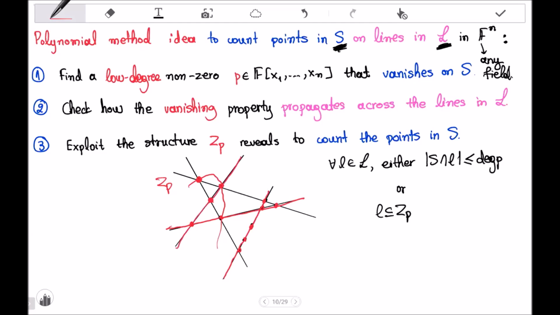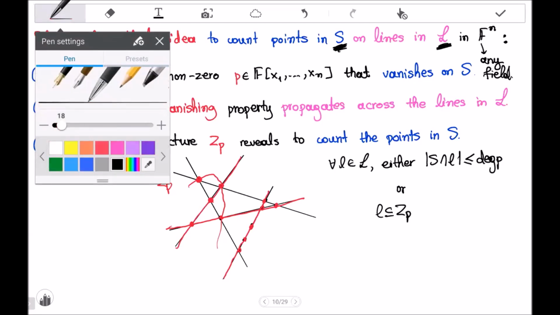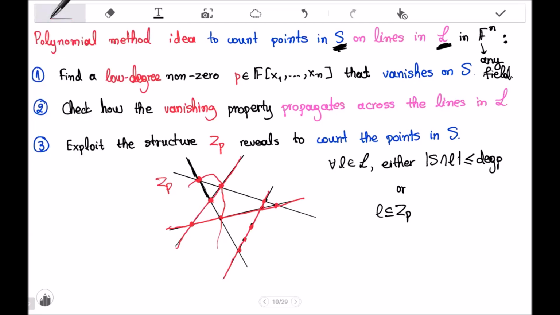So for many of the lines, this will happen. And for the rest of the lines where this doesn't happen, like this one, let's say it doesn't lie in the zero set, or this, we know that those will contain very few points. We'll have control on those lines. So these black lines contain at most the degree of p points of S. That gives control on S. When you want to count the points in S, it's a very good estimate to know.